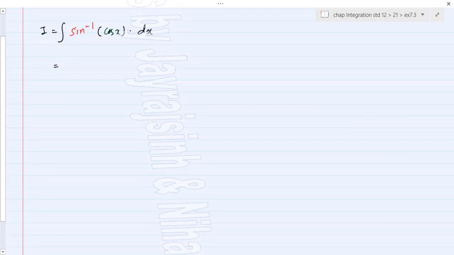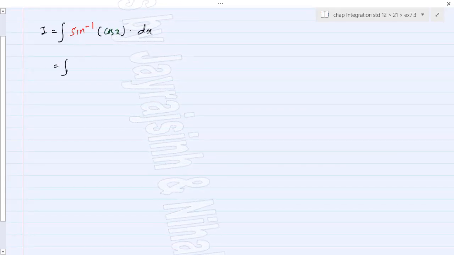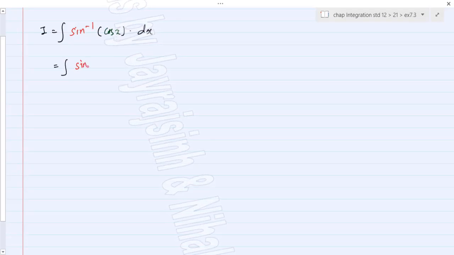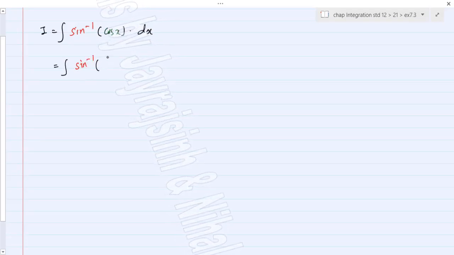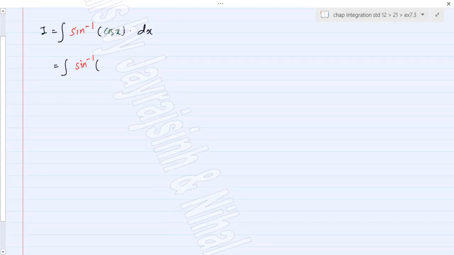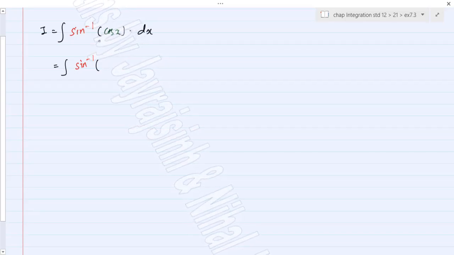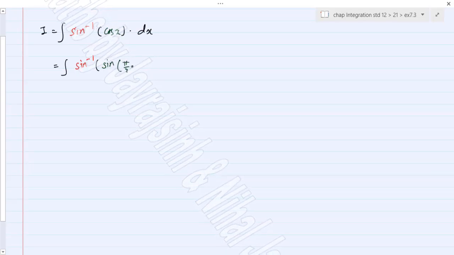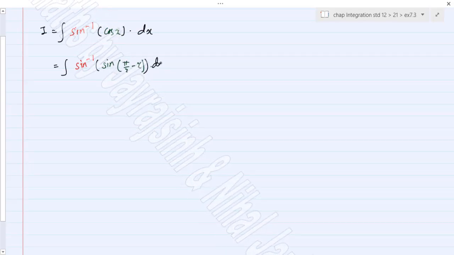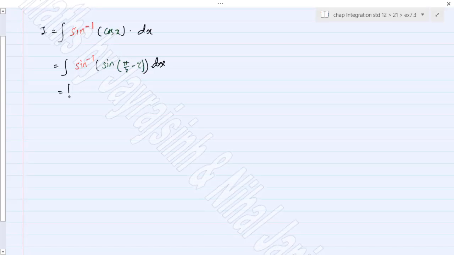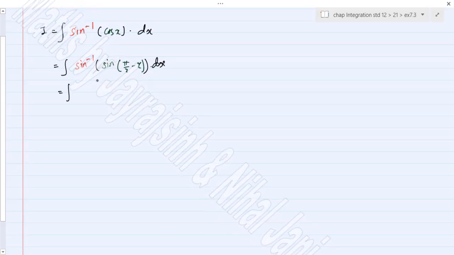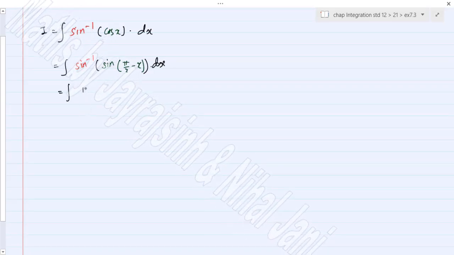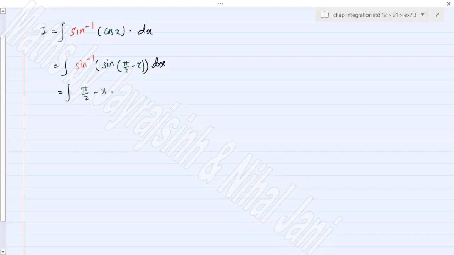Here we have to integrate sine inverse of cos x. Actually, we have a sine inverse function, so we need to get the sine function within the bracket. So let's convert cos x in terms of sine by taking pi by 2 minus x. Sine inverse and sine are inverse functions of each other. So here we'll get pi by 2 minus x.